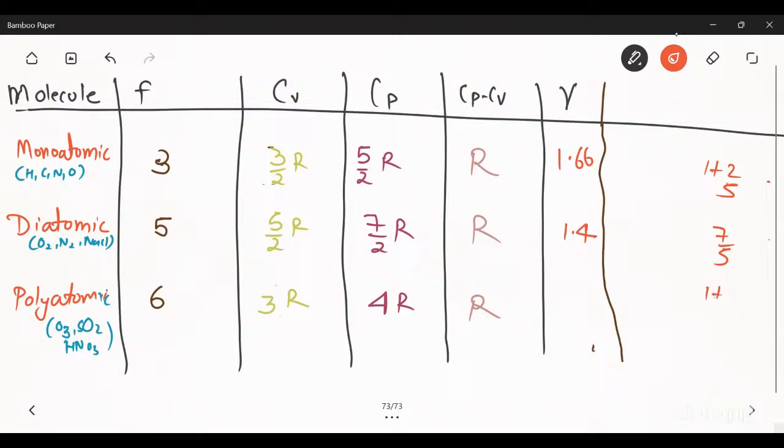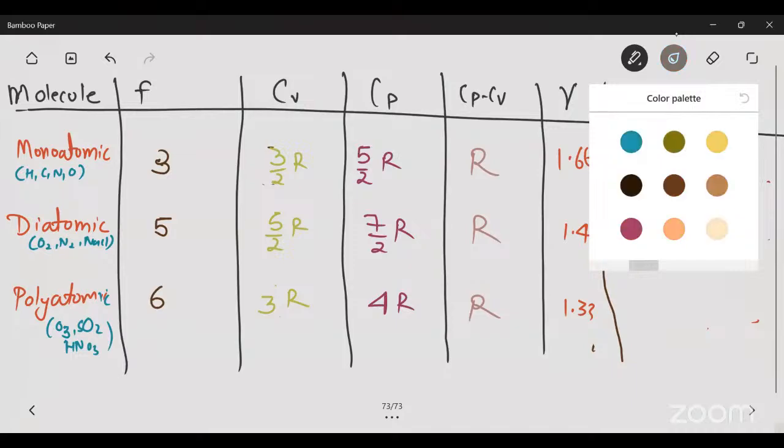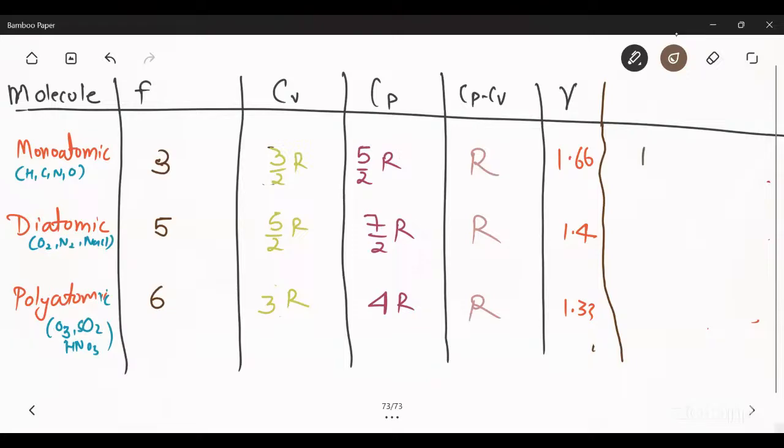The value of gamma is 1 plus 1 by 3, means 3 plus 1, 4 by 3, means 1.33. So the value of gamma is 1.33 for polyatomic. Now compare the relation among these. The relation are monoatomic molecules, diatomic molecules, and polyatomic molecules. So polyatomic molecules have a higher degree of freedom than diatomic and then monatomic.